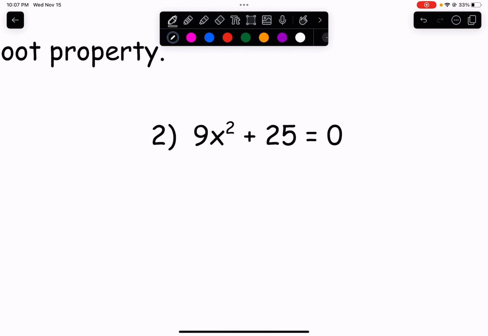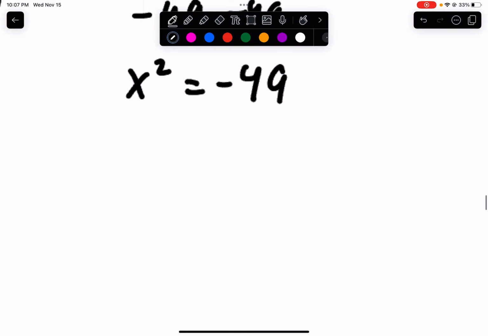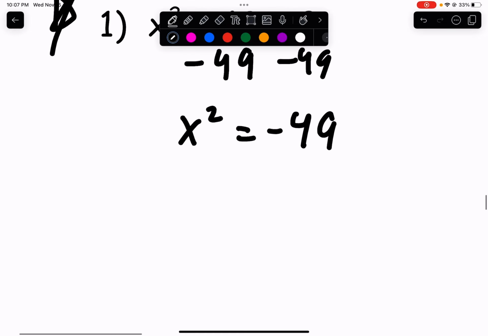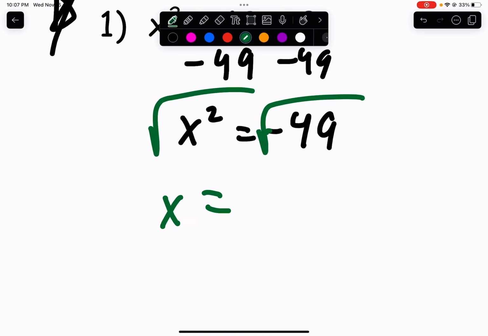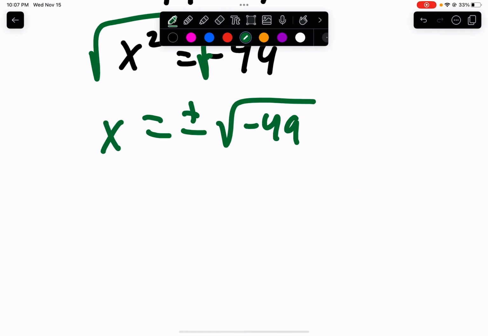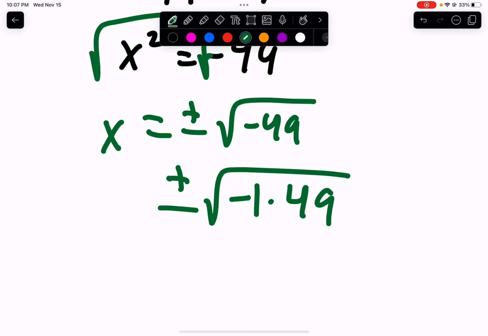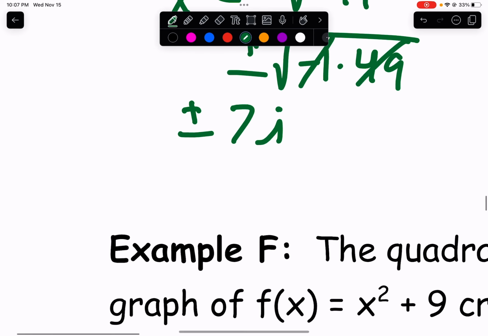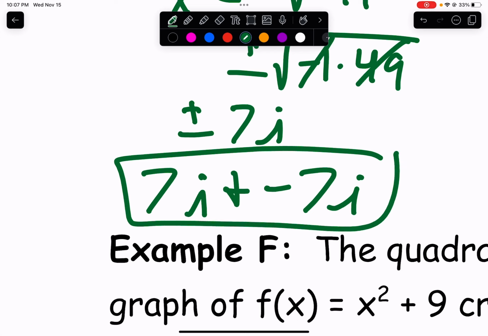All right, and then this one here, same thing. Oh, I guess I should solve the, I'm struggling. We should solve the equation. So we added a square root. We end up with x equals plus minus the square root of negative 49, which we know we can break down into negative 1 times 49, which gives us 7i. So plus minus 7i. So we have 7i and negative 7i.